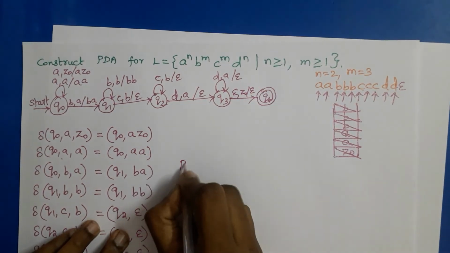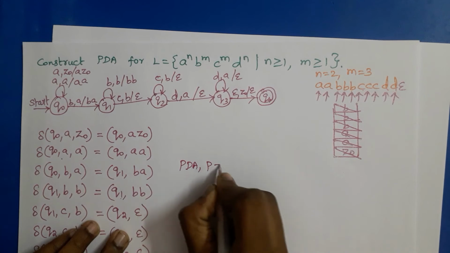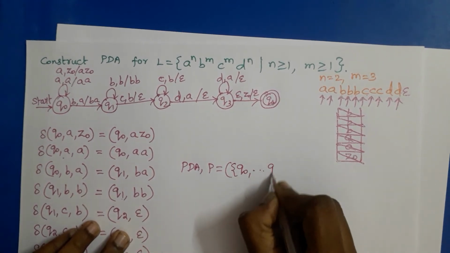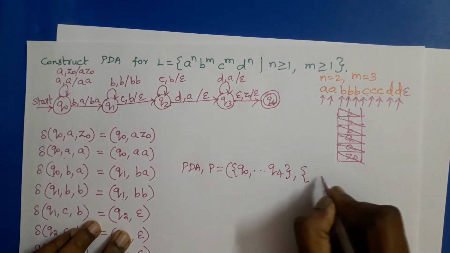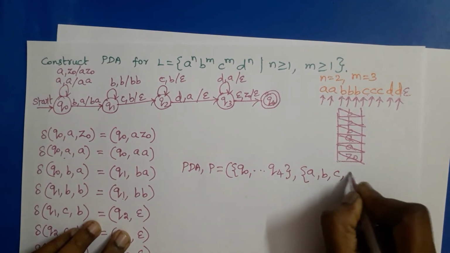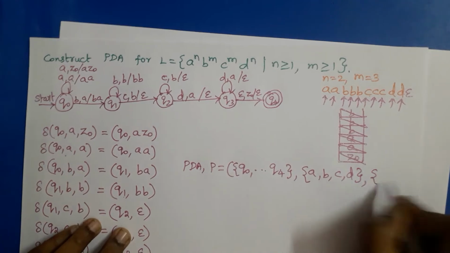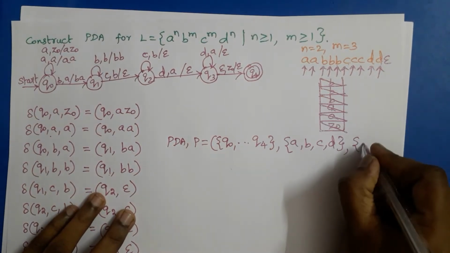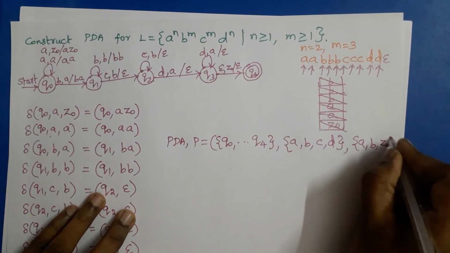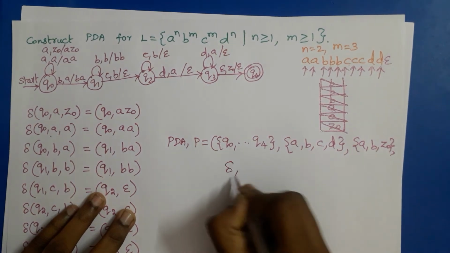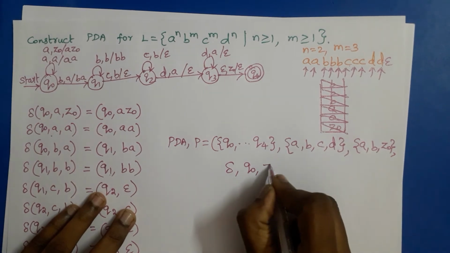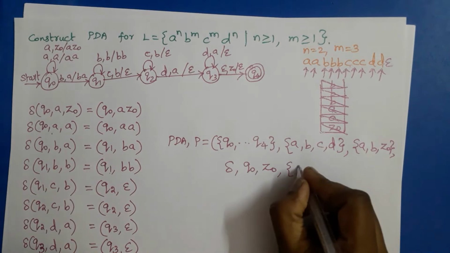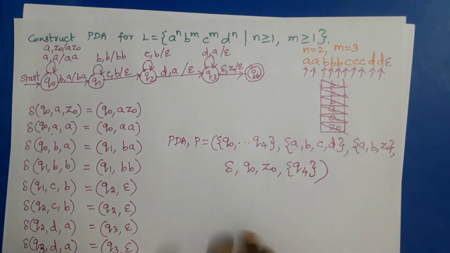So now we can write the 7-tuple notation. PDA P equals set of states Q0 to Q4. Write it fully. Then A, B, C, D are the input symbols. See here the stack symbols are Z0, A and B. Okay, so A, B, Z0. Then delta is the transition function, Q0 is the current state, Z0 is the starting stack symbol, and Q4 is the final state. Thank you.